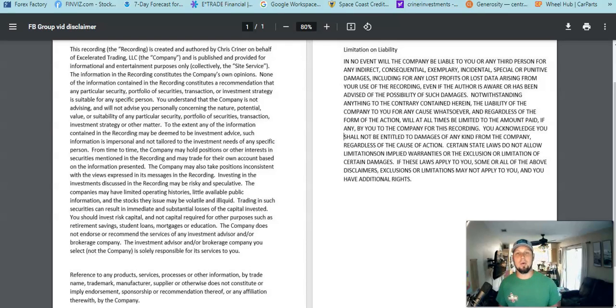So today we're going to be going over efficient entries and what I consider to be the correct use of stops for those entries. So anyways, without further ado, let's go ahead and go over the disclaimer real quick.